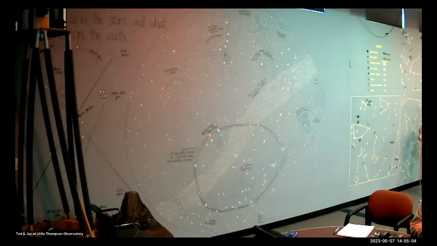Now, why do we have this map on our wall? Well, one of the things we wanted to do in the observatory was to educate our visitors to the fact that there are indeed different ways of drawing constellations, different ways of interpreting what's seen in the sky, and not just from a spiritual, cultural perspective, but also from a practical perspective.